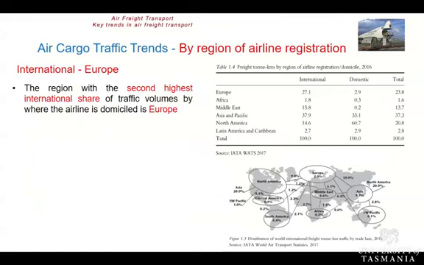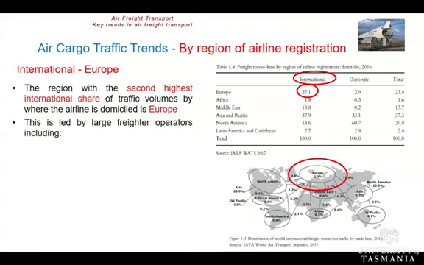Internationally, the one that sits behind in second highest international share of region by airline registration from an international perspective is Europe. Almost 30% of the air cargo that's moved around the globe is moved by European airlines, despite the fact that only 2% of intra-Europe movement occurs by air, so quite small.